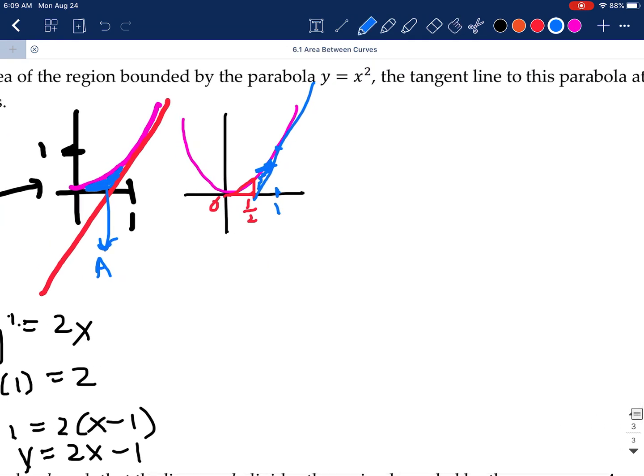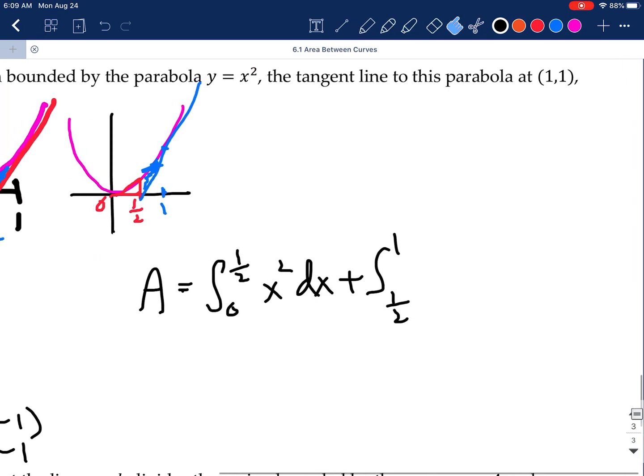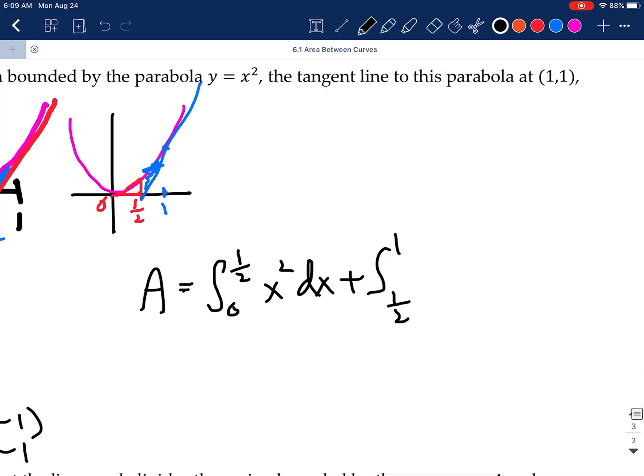So the area then is going to equal the integral from 0 to 1/2 of x squared dx plus the integral from 1/2 to 1. And now we would use our normal top minus bottom. Let's see. So that's going to be x squared minus (2x minus 1). And you can go from there.